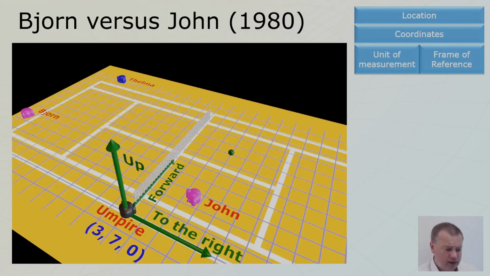So if I now tell Thelma, Louise, Harvey and Brett, the ball is at (3, 7, 0), and they know where they are, and they know where the umpire is, and they know where the origin is, and they know about the directions that we agreed upon, and they know about the sequence in which we tell the coordinates, they can figure out where the ball is and who's going to get the ball. And it's as easy as that. That's the whole thing about location, coordinates, unit of measurement and frame of reference.